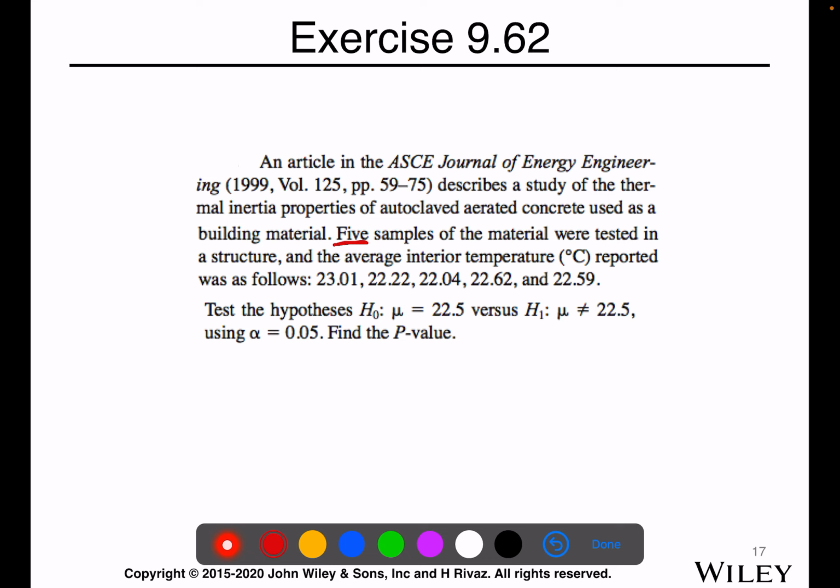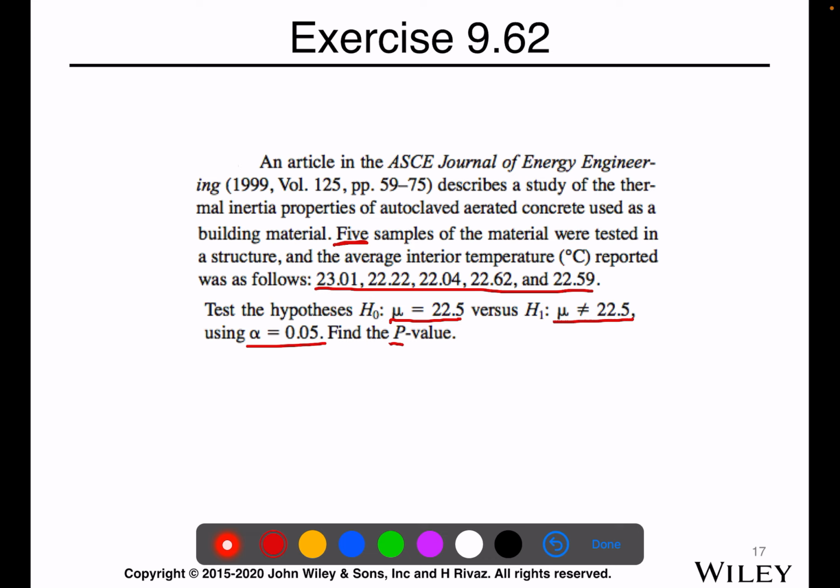In a structure, and the average temperatures are as follows, right? So this is a very realistic case because it's not giving us mu, it's not giving us sigma. We don't have any information about the population. Test the null hypothesis, mu is equal to 22.5 versus mu is not 22.5, using alpha equal to 0.05. And find the p-value, right?